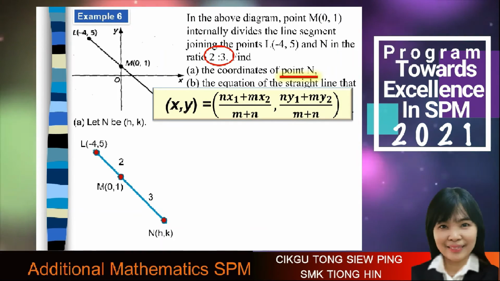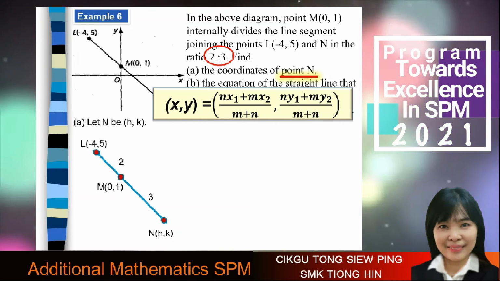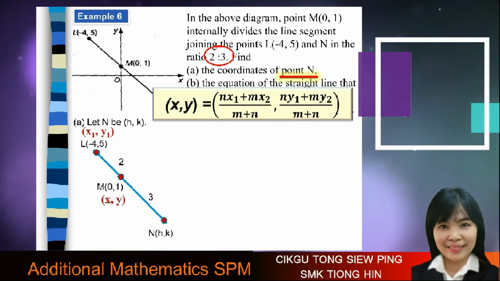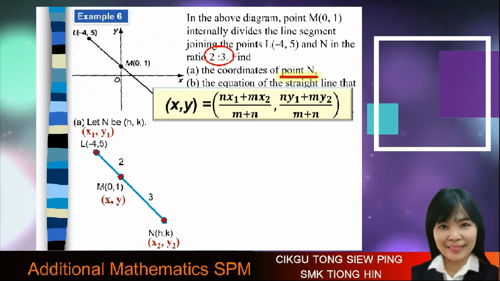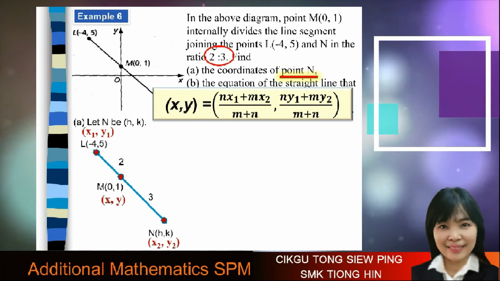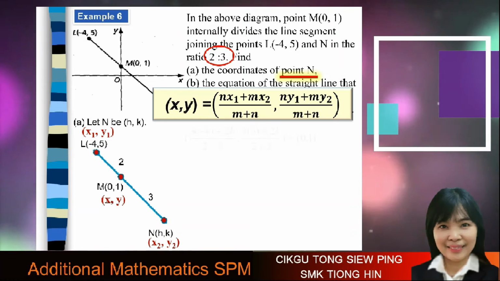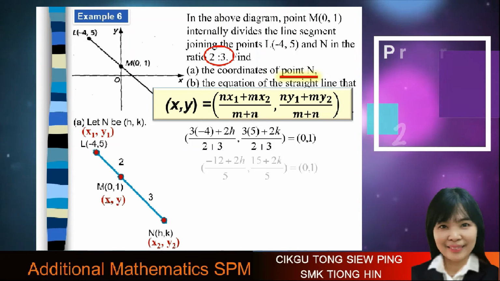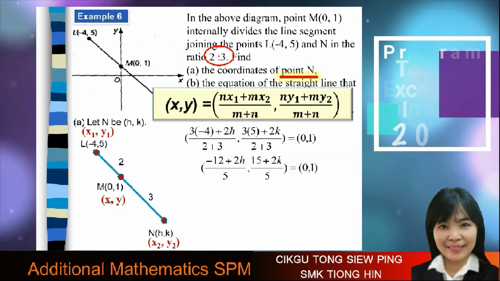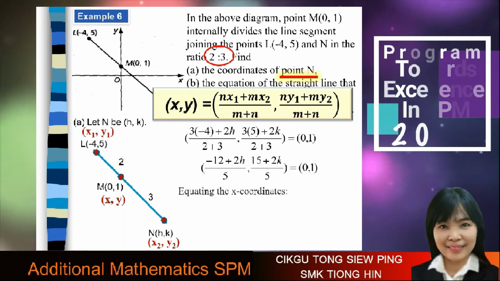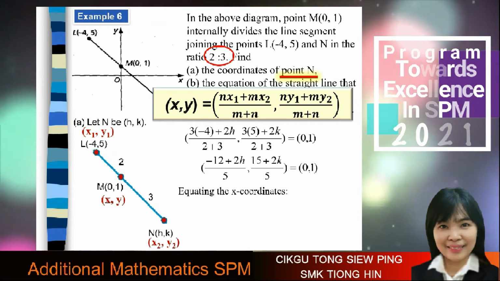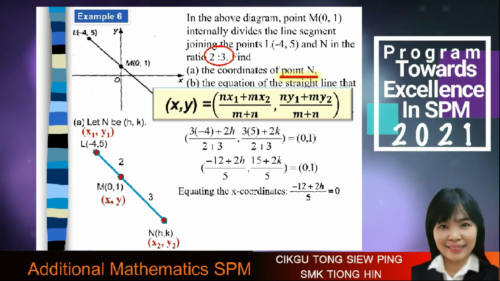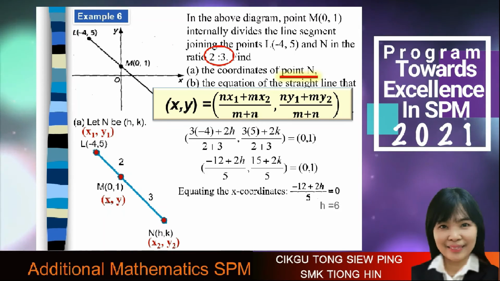Here we have to use this formula again. So I let N be x and y, L be x1, y1, N be x2, y2. Then I substitute in the values accordingly to the formula. Then I try to simplify to solve it. I get this step. Then I will equate the x. That is negative 12 plus 2h divided by 5 equal to 0. Okay, we solve this one. Then we get that h is equal to 6.